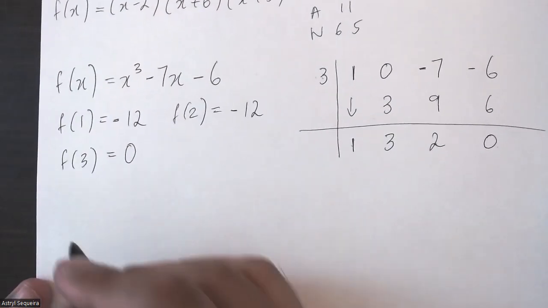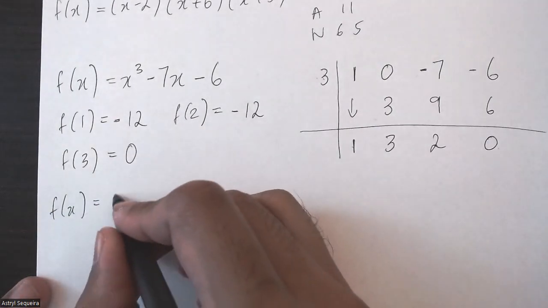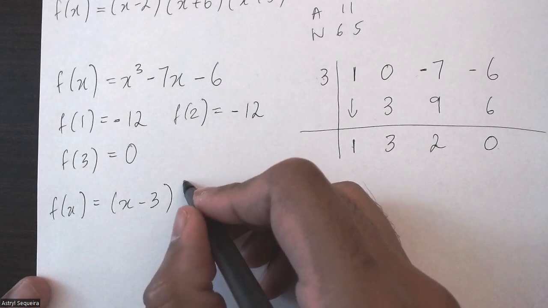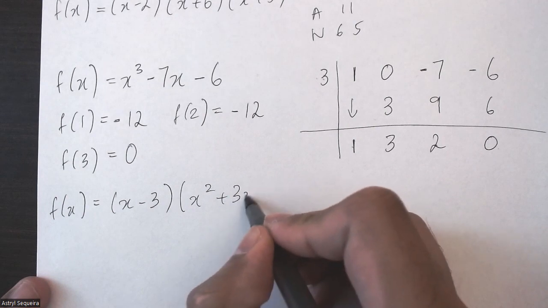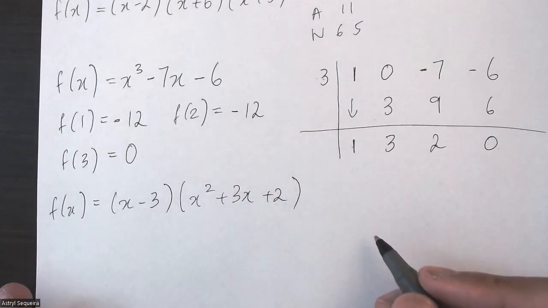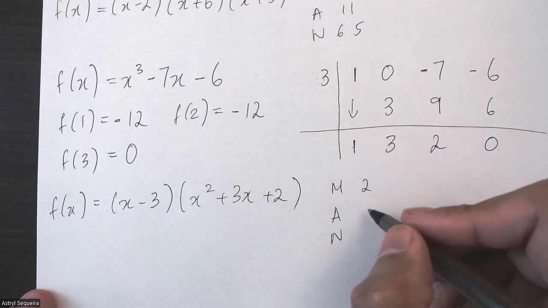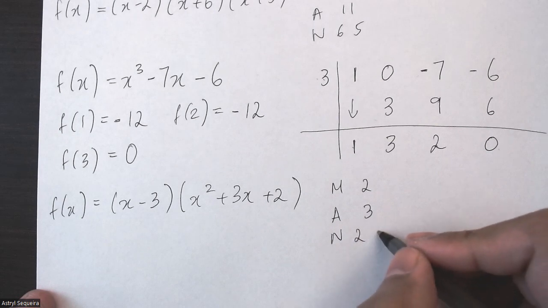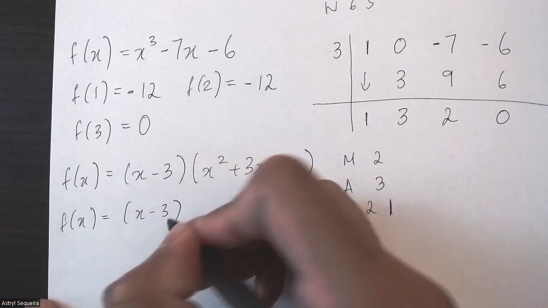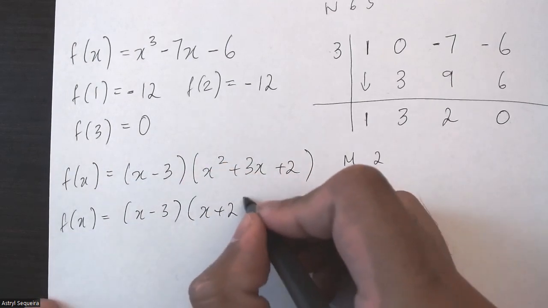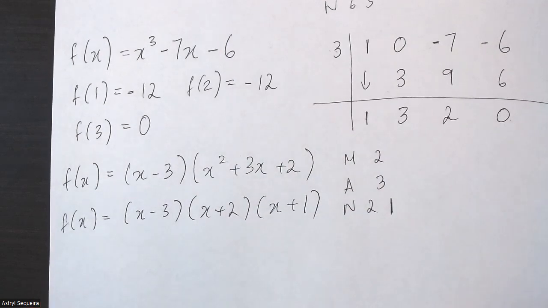So now I can rewrite this in partial factored form. I'll start with my first factor, which is x minus 3, and then I'm left with a quadratic equation. Those are my coefficients. So x squared plus 3x plus 2. And then we just have to factor this again with our man method. Should be pretty simple. What multiplies to 2 and adds to 3? 2 and 1. So I can rewrite this as x minus 3 times x plus 2 times x plus 1. And it is fully factored again.